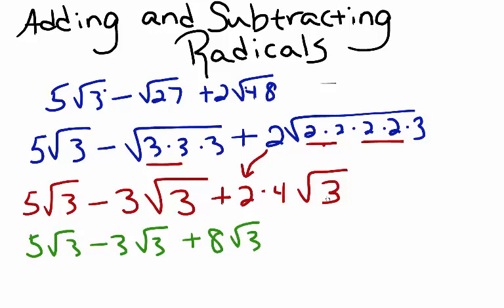We have 3 like radicals. Therefore, we can add and subtract. 5 square root of 3 minus 3 square root of 3 equals 2 square root of 3. 2 square root of 3 plus 8 square root of 3 equals 10 square root of 3.